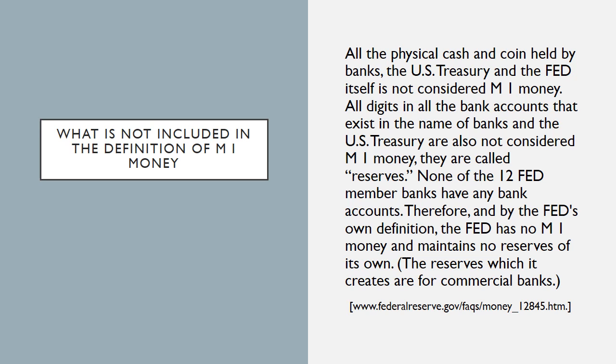They are called reserves. None of the 12 Fed member banks have any bank accounts. Therefore, and by the Fed's own definition, the Fed has no M1 money and maintains no reserves of its own. The reserves which it creates are for the commercial banks.